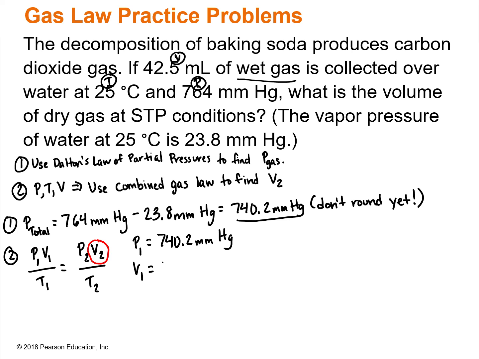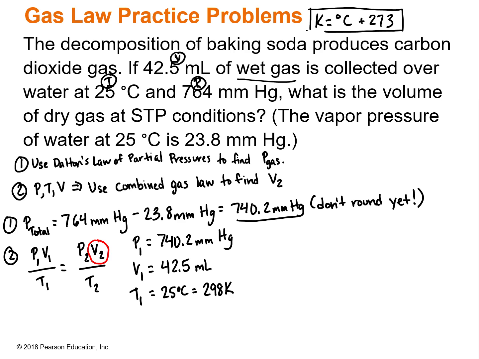The initial volume is 42.5 milliliters. We were already told that in the problem. And the initial temperature is 25 degrees Celsius, which is the same as 298 Kelvin. And remember, for the Kelvin, you're taking the degrees Celsius and adding 273. So just in case that jump seemed a little weird to you, that's what we're doing. I'm just not writing it out every time.